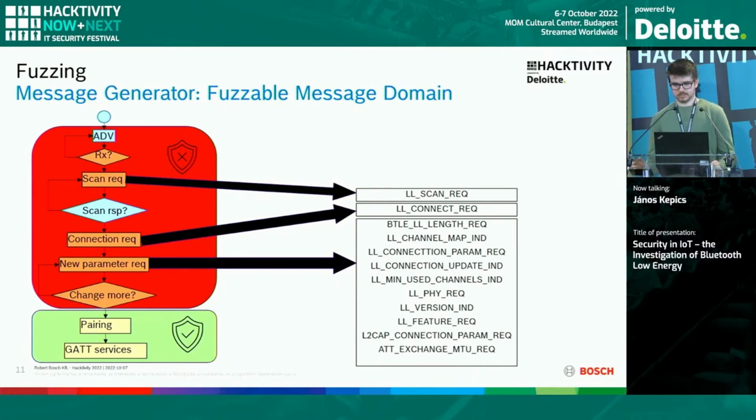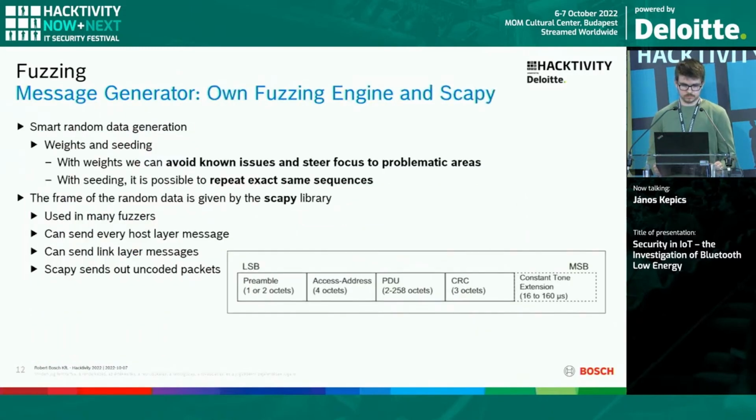This test suite has been designed to act as a malicious link layer central device that sends out invalid requests to the tested link layer peripheral device, and we monitor the target with target monitors. I already said that we use our own fuzzing tool, the Fuzzing Engine, which has smart random data generation. This means that it has weights added to the different fields, and it uses seeding, so we can reproduce the random data.